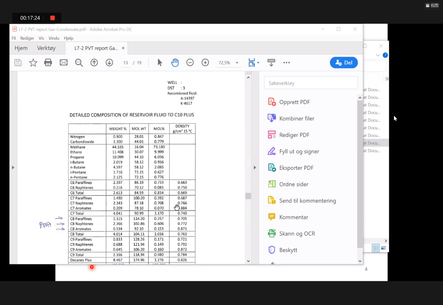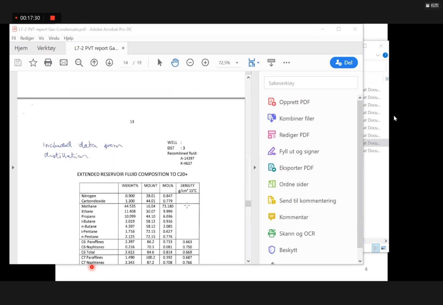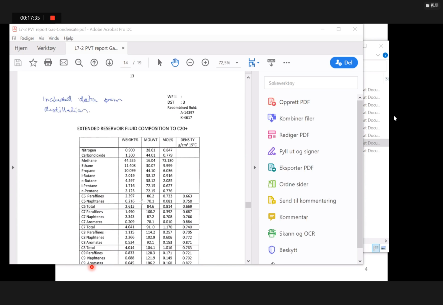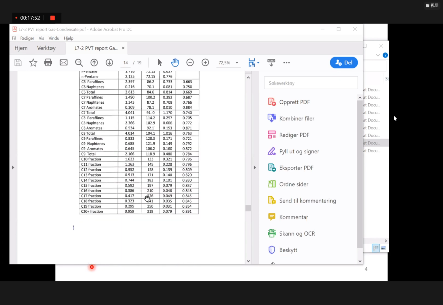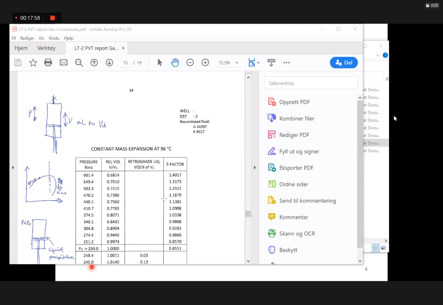Detailed composition of reservoir fluid, yeah, up to C10. And an extended one up to C20. And that is based on the liquid phase from the separator liquid having gone through a distillation process, vacuum distillation. And then we have the recombined fluid in the PVT cell, and then we can start to measure the physical properties of that liquid, how it behaves when we change.